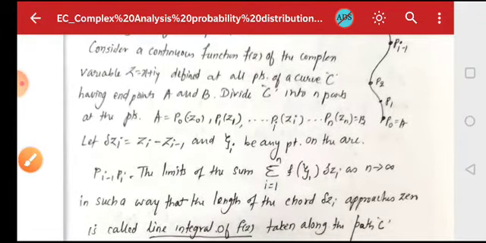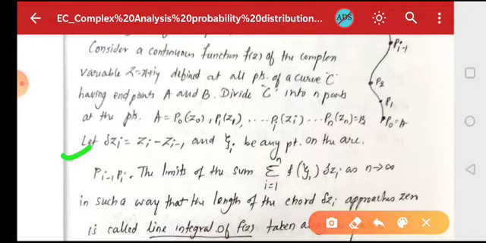Now let delta Zi represent the difference between Zi and Zi minus 1, which are nothing but neighbors, so one value is preceded by the other value. And let eta i be any point on the arc between Pi minus 1 and Pi, these being the corresponding points.